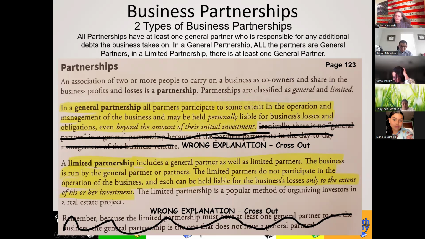In a general partnership, all of the partners are general partners. See, the book is wrong here. That's why I had you cross this out where it says, ironically, there's no general partner in a general partnership. No, ironically, all the co-owners are general partners in a general partnership.